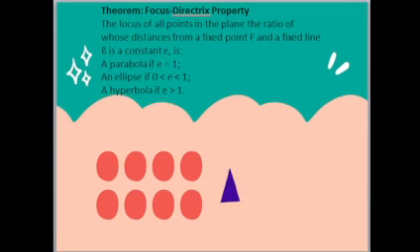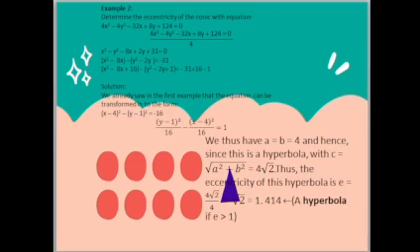Do you remember this theorem, the focus-directrix property? A parabola if e is equal to 1, an ellipse if e is greater than 0 but less than 1, and a hyperbola if e is greater than 1. So our e here is 1.414 because that's the square root of 2. So that's greater than 1. So that equation is a hyperbola.